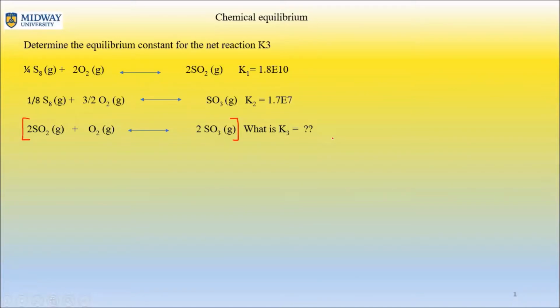Now, without further ado, let's write the expression for K3, which is SO3 squared, products over reactants. Whatever the number in front becomes the exponent, so that's not hard. All right, now do this first. Oh, sorry, it should be 1. It should be 1.